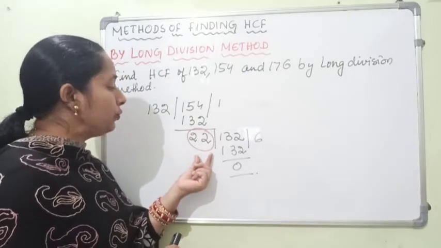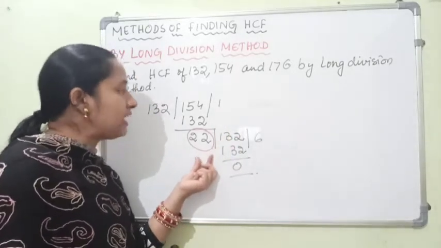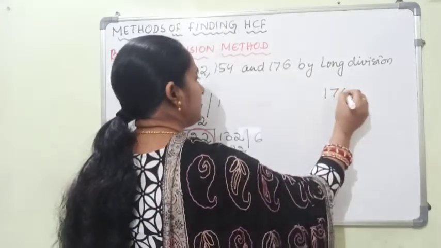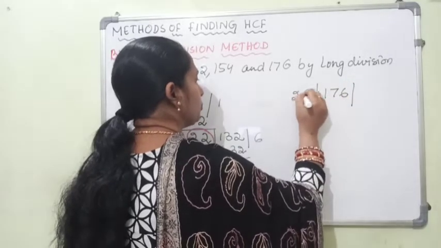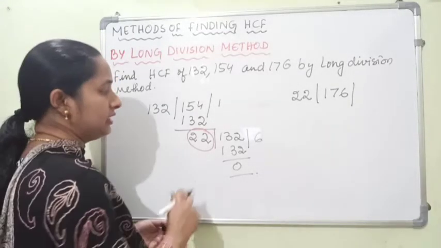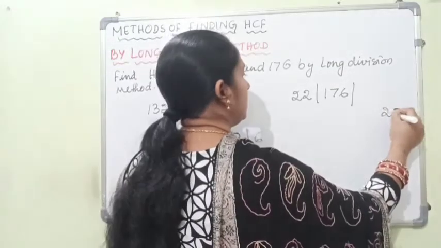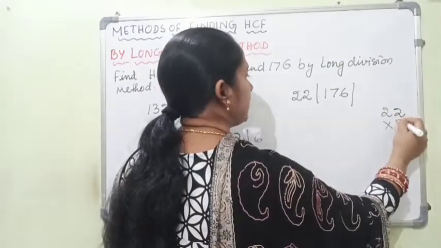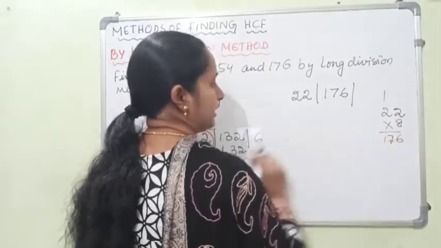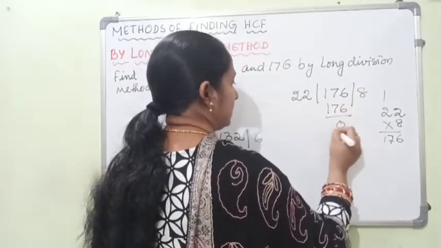Now what we will do, we will divide 176 by the HCF of these two numbers, that is 22. Now check how many times 22 goes into 176. Here 22 6s we got 132. So 22 8s is how much? 8 2s are 16, plus 1, 17, 176. So 22 8s is 176 and the remainder is 0.